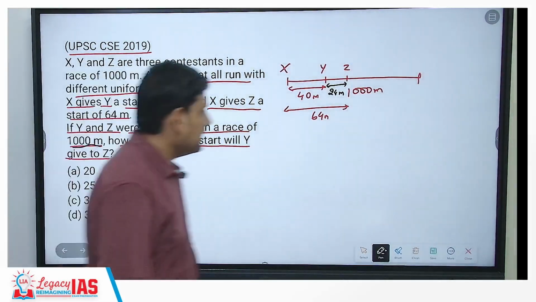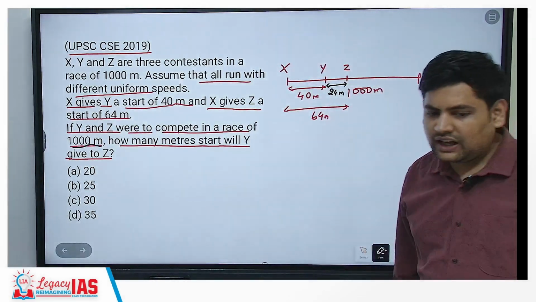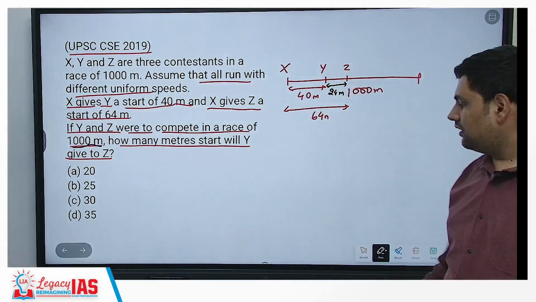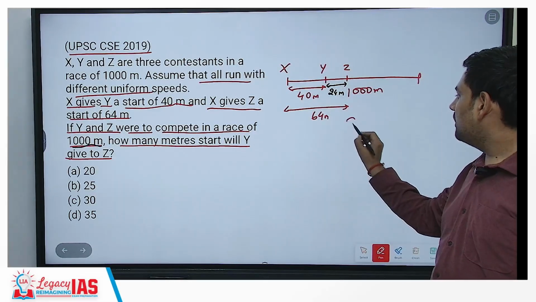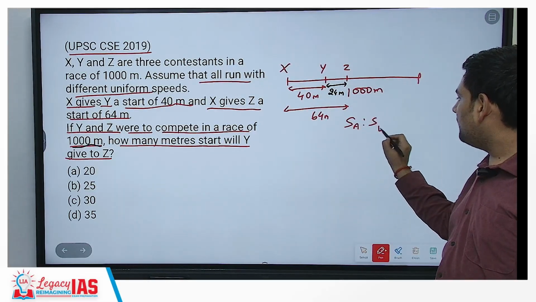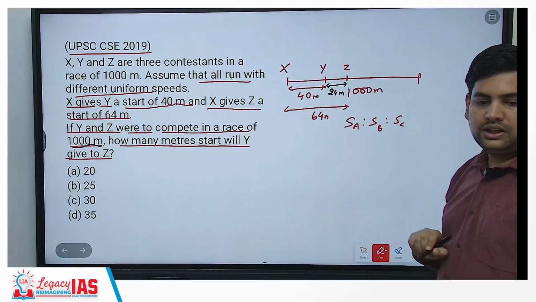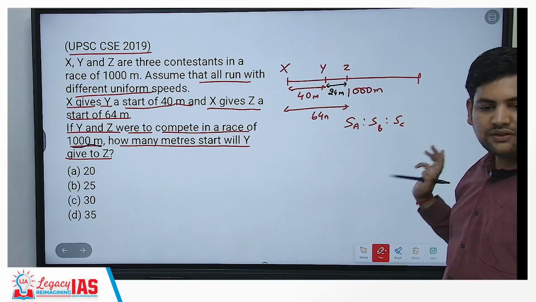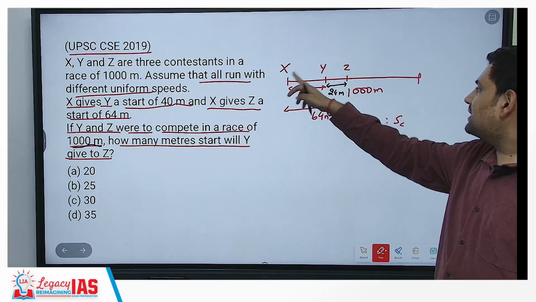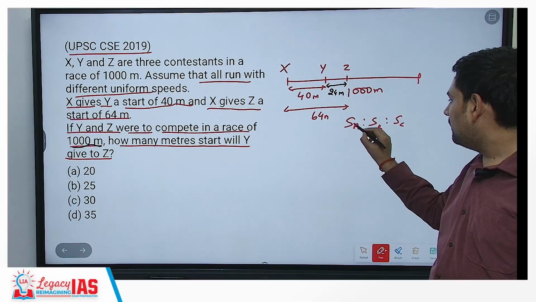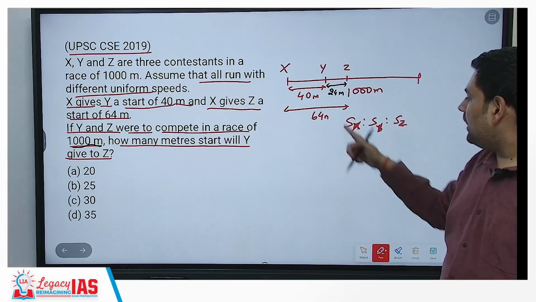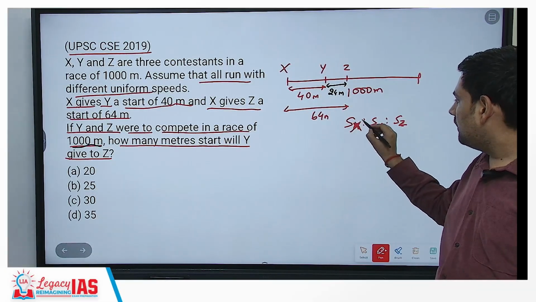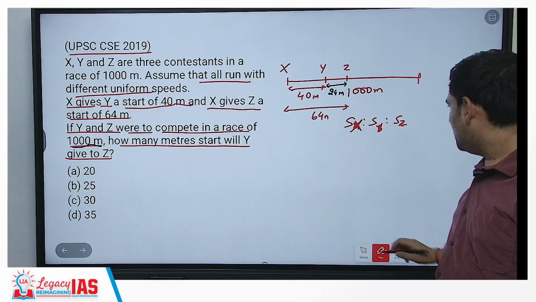Now understand this. Again, the traditional method is what? I can find out the speed ratios. So let's find out the ratio of speed of X, Y and Z. It will be the ratio of their distances. So X, Y and Z. X covers how much distance?